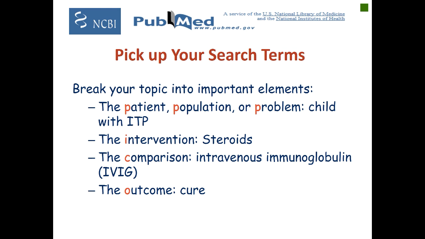Let's break the clinical question into important elements. P stands for the patient or population or a problem, which is in our scenario the child with ITP. I stands for the intervention, which is steroids. C stands for the comparison, which is intravenous immunoglobulin. O stands for the outcome, which is the cure. So the domain of our PICO question here is therapy domain.